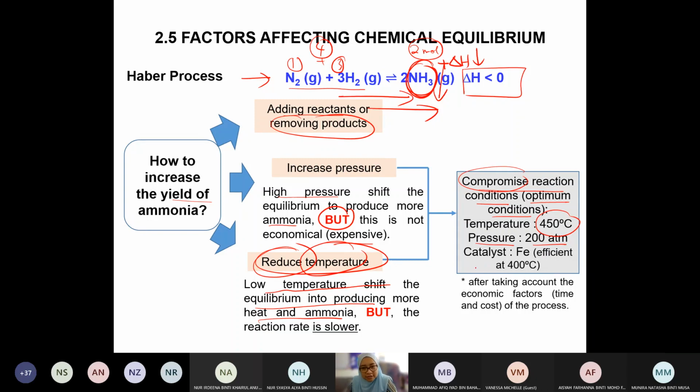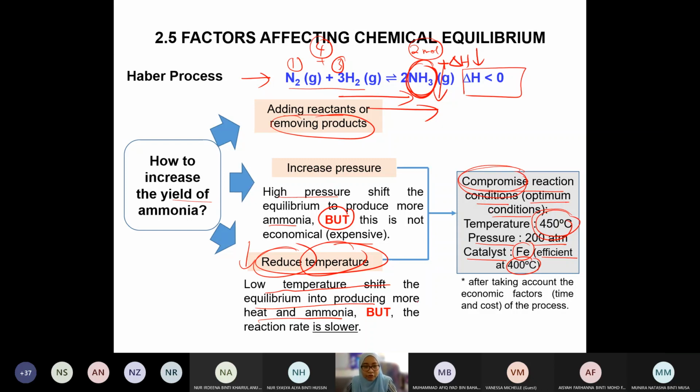And of course, industries rely very heavily on the catalyst. We need catalyst. Okay, so the catalyst used for Haber process, this one you have to memorize, is iron, and this iron is efficient at 400 degrees Celsius. This is what we call compromise. Okay, we need catalyst to increase the rate of reaction, and this catalyst is very efficient at 400 degrees Celsius. But at the same time, kita conflict, kita kena reducekan the temperature. Okay, that's why kita panggil the compromise. Kita kena consider both condition.